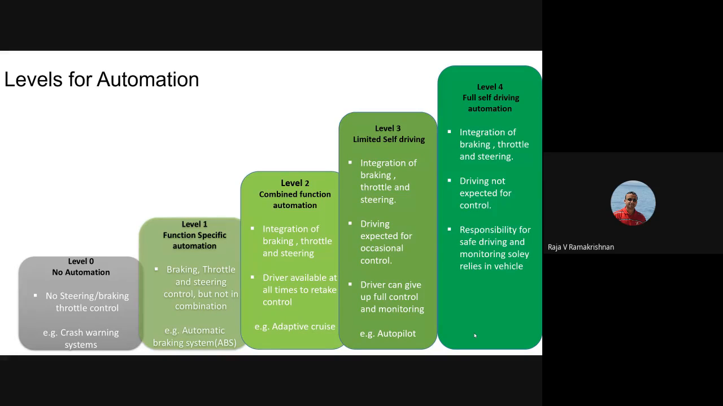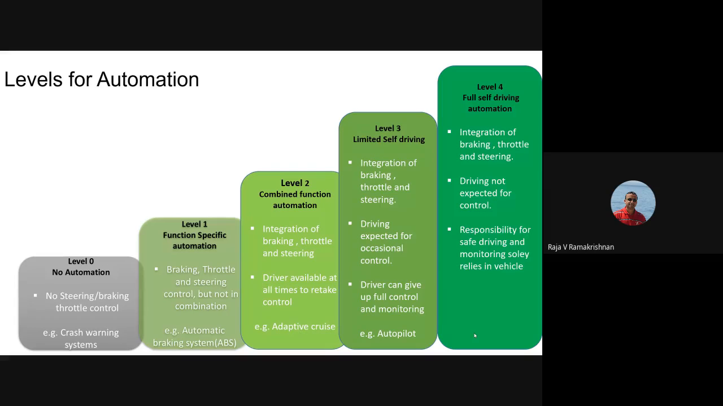Now, level 3 is what we call limited self-driving, where there is a limited level of self-driving. If you take a vehicle like Tesla today, there's something called autopilot, and in the autopilot feature, there is an integration of braking, throttle, and steering. It drives by itself, but you need to be in the driver's seat with your hands on the steering. It can take care of driving by itself on, say, highways, but there is still a need for a driver.